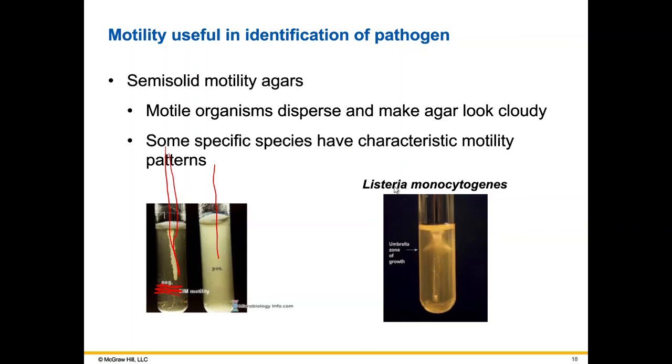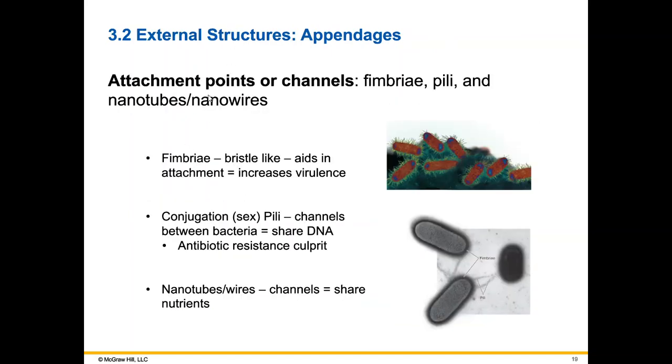All right, and this shows you an example of Listeria monocytogenes, and I thought this one was of interest because it does a little weird thing with its motility. It has this little umbrella shape. Kind of cool.